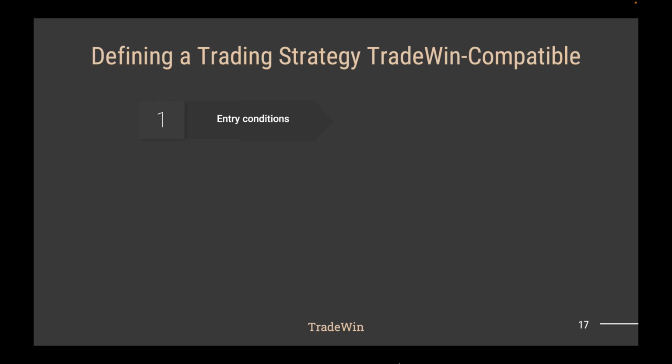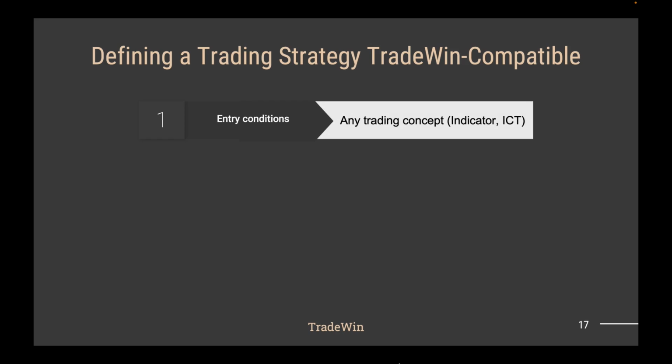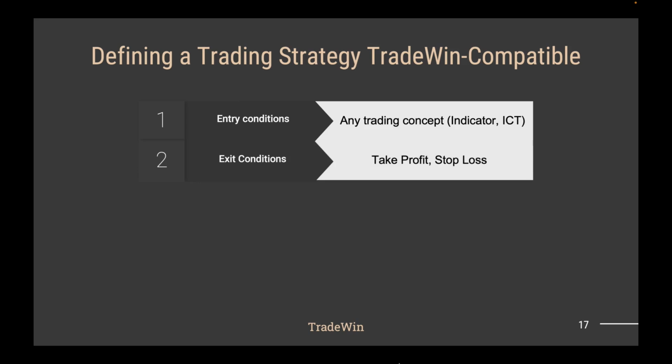First, an entry condition or many entry conditions. I don't care, it could be indicator based, could be concepts from ICT, don't care about that. The second important thing here is the exit conditions. In particular, stop loss and take profit conditions. If you have this clearly defined and could write it on paper, then your strategy is mechanical.